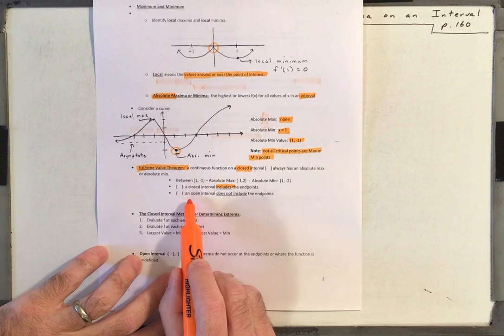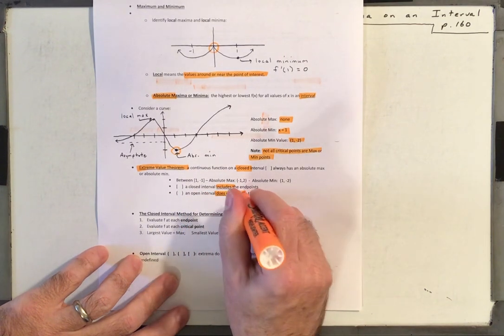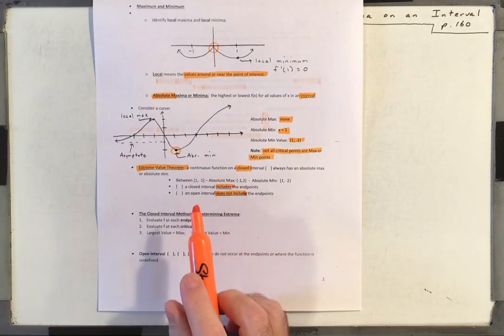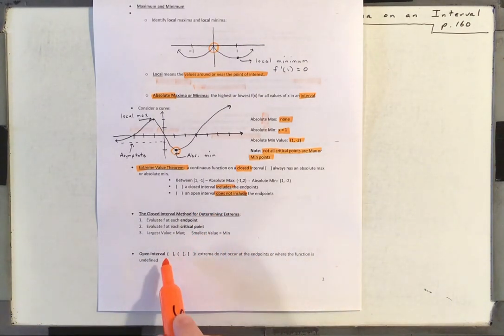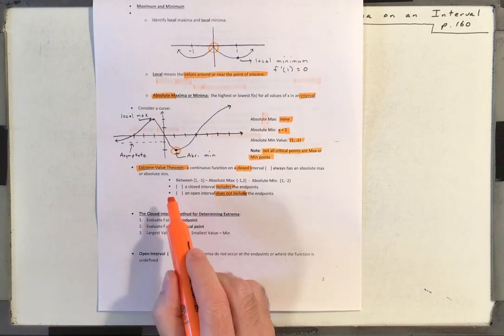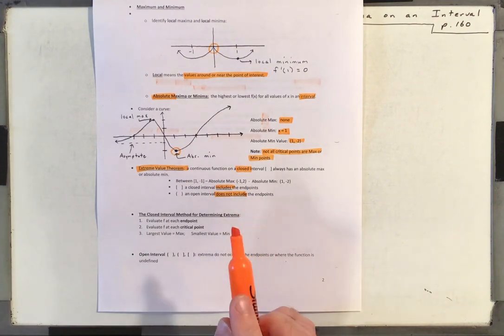Now, an open interval does not include the endpoints. So this is important in your homework. We have to deal with both. We'll get to that down here. But just remember that an open interval, if it has parentheses, not brackets, doesn't include the endpoints.